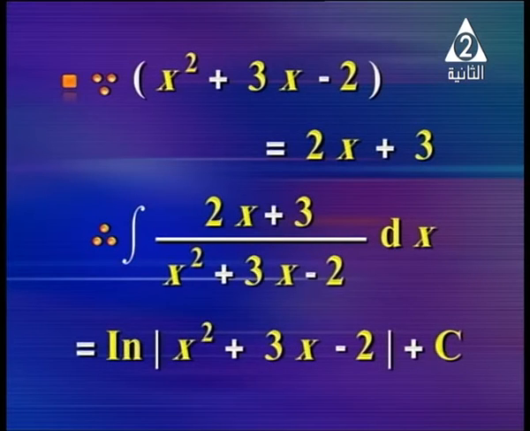Integration of 2x plus 3 over x squared plus 3x minus 2 with respect to dx. What do you notice? Look at the denominator x squared plus 3x minus 2. Its derivative is 2x plus 3. Then the integration of the fraction is ln of the denominator. Then the integration becomes ln absolute value of x squared plus 3x minus 2 plus c.